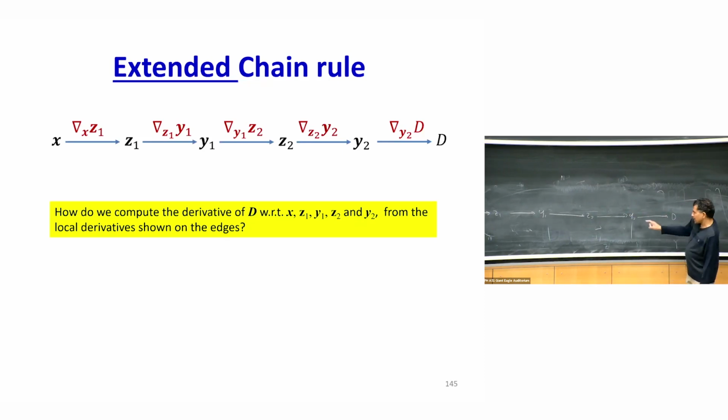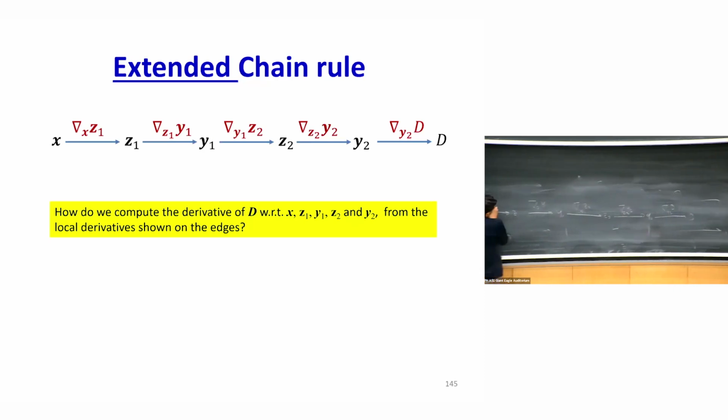So then what would these edges carry? Anybody? What does this edge carry? Derivative of divergence with respect to y. This is derivative of divergence with respect to y2. What about this one? Y2 with respect to z2. This is z2 with y1. This is y1 with z1. This is z1 with respect to x, okay?